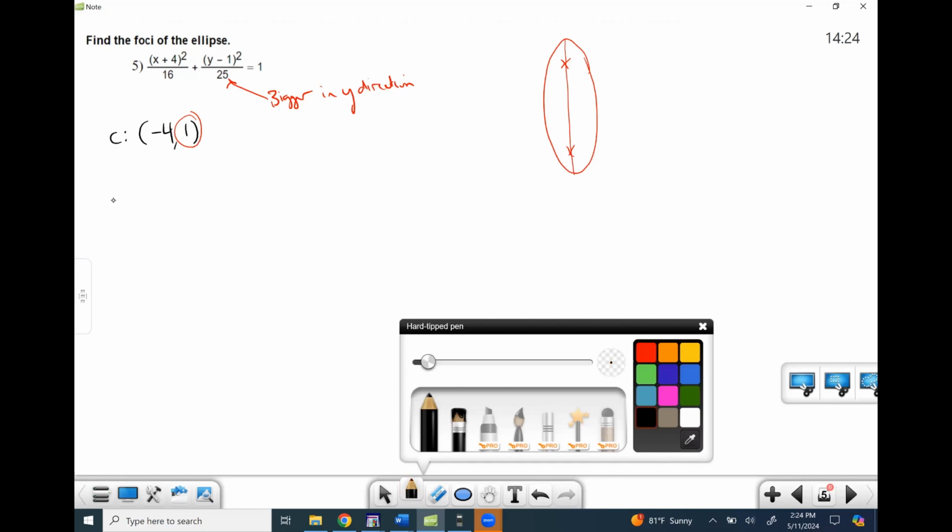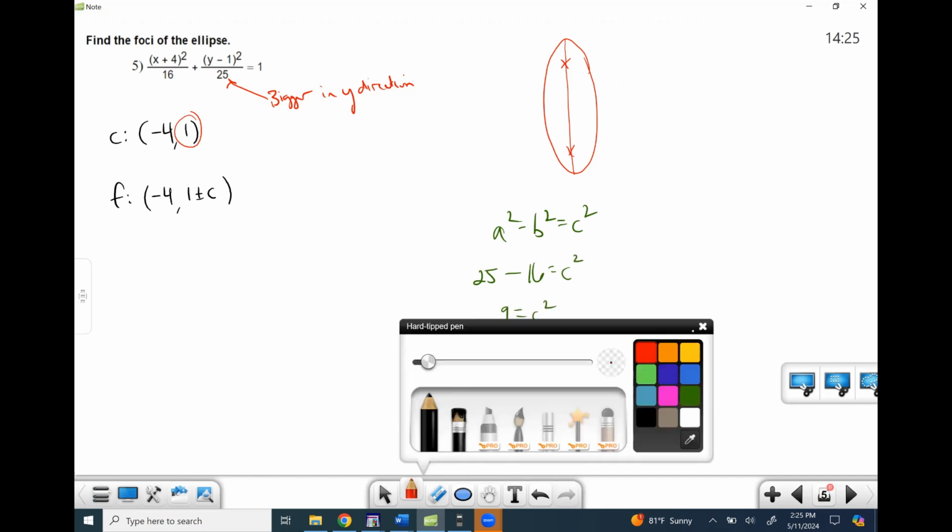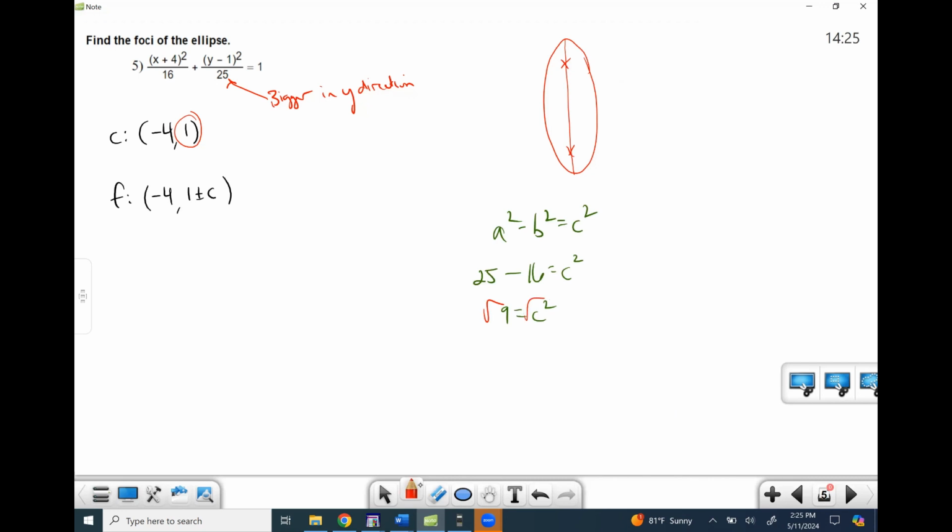So to get to our foci, it's going to be -4, comma 1 plus or minus C. So we just have to figure out what C is. So we have a squared minus b squared equals c squared, our foci formula. Now we know that a squared is the bigger. So 25 is going to go here. And b squared is the smaller. So 16 is going to go here. 25 minus 16 is 9. And then we're just going to square root both sides to get that c equals 3.